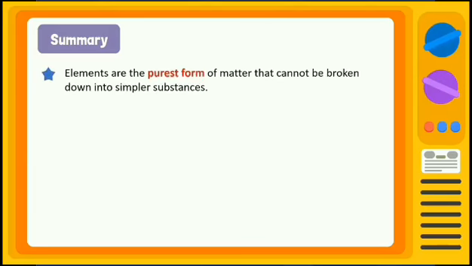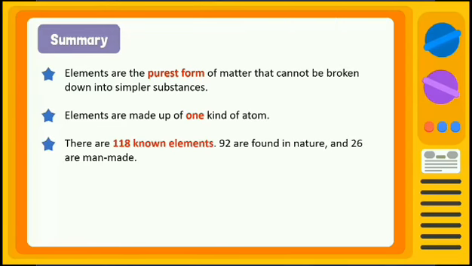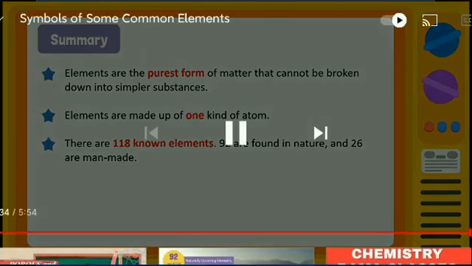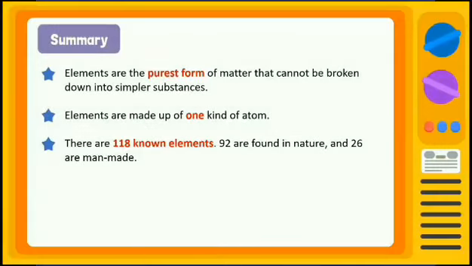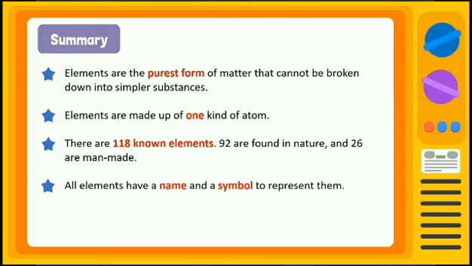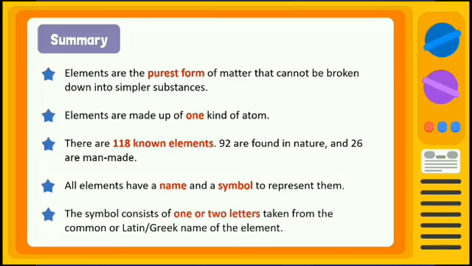Time to summarize. Elements are the purest form of matter that cannot be broken down into simpler substances. Elements are made up of one kind of atom. There are 118 known elements. 92 are found in nature and 26 are man-made. All elements have a name and a symbol to represent them. The symbol consists of one or two letters taken from the common or Latin name of the element.